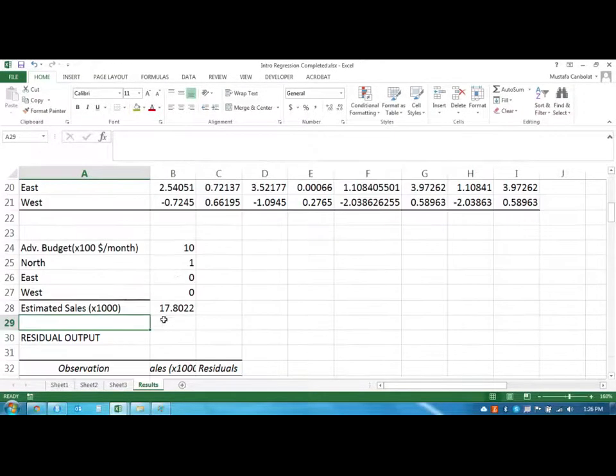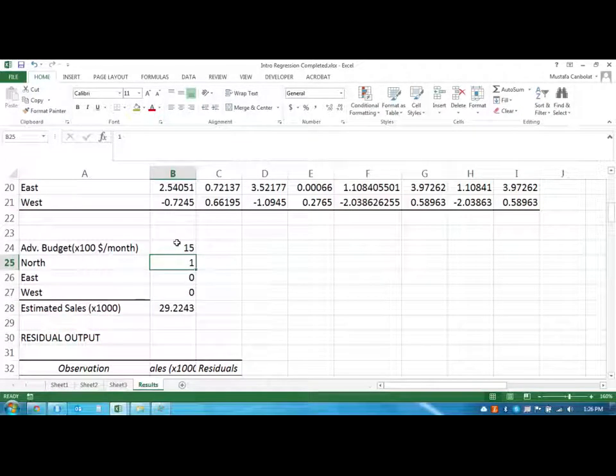So if my budget is 15, that sales increase up to 29.22. This is my estimated sales if it is in the north. If it is in the south, then north is going to take a value of 0, east and west are going to take a value of 0, then the sales are going to increase up to $31,755.